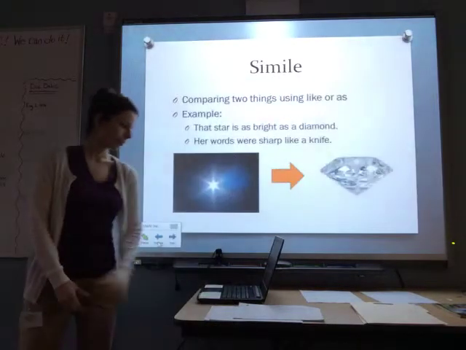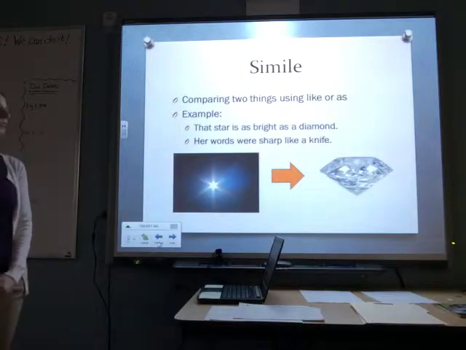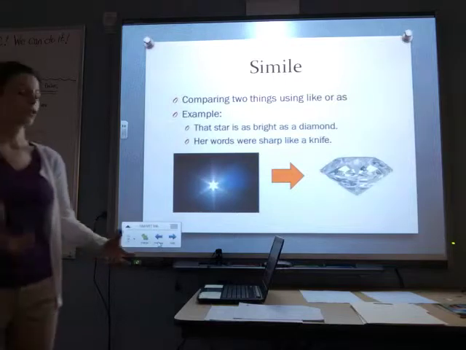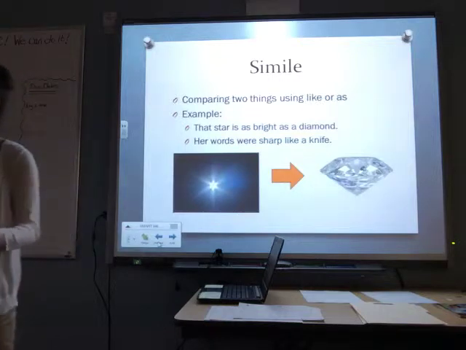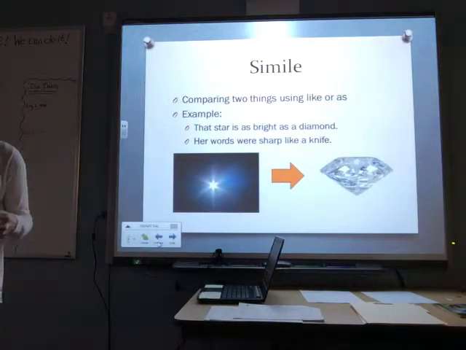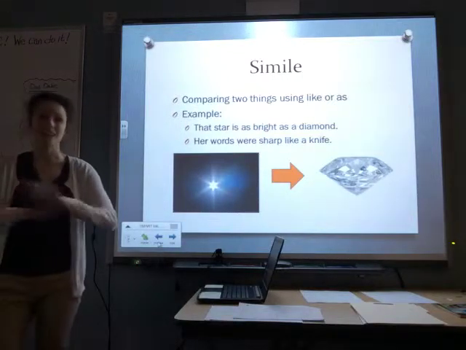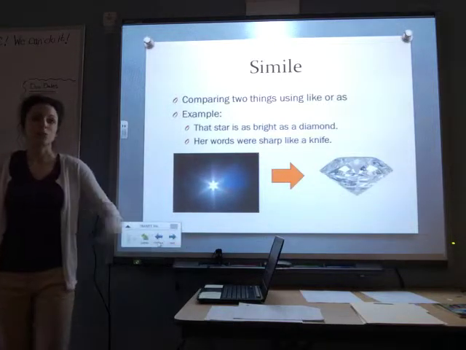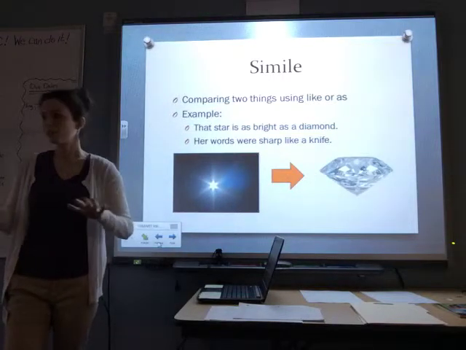Good. A simile, which is probably something you guys have heard of before, compares two things. It uses the words like or as to do so. So the star is as bright as a diamond. We're comparing the brightness of the star to a diamond. Or her words were sharp like a knife. We're using like or as to compare two different things. If a sentence just has like in it, but it's not comparing something, that's not a simile. So if I say, I like dogs, I'm not comparing anything. I'm just saying what I actually like. So don't think just because it has like in the sentence that it's a simile. You've got to be comparing stuff.